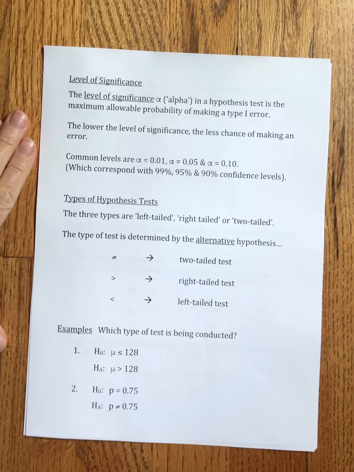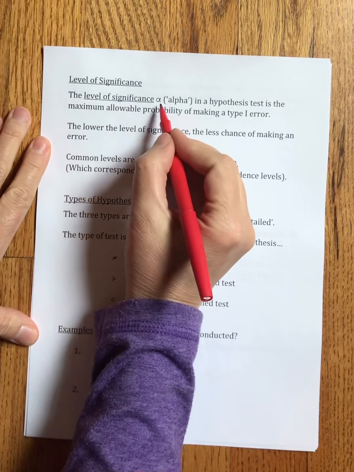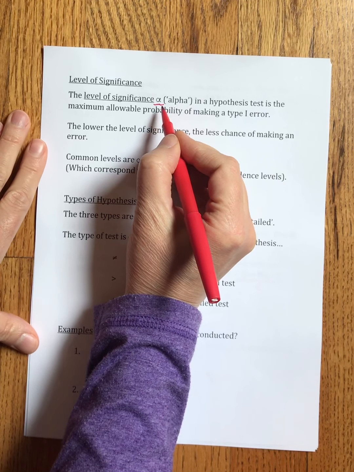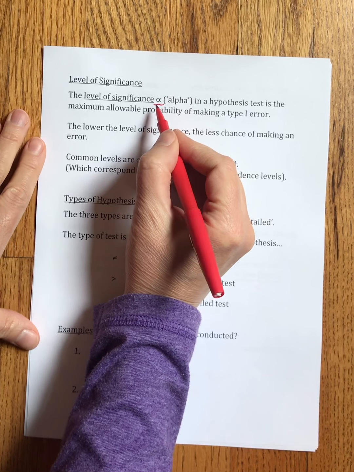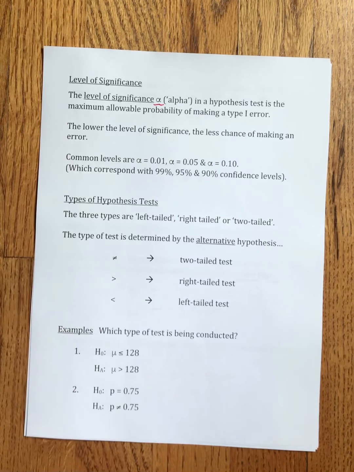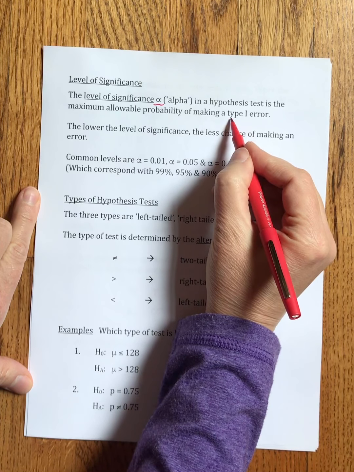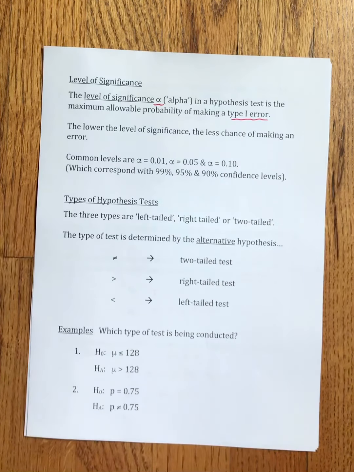So when we're asked to calculate or to perform a hypothesis test, we're going to be given a number for alpha. Here's a new Greek letter, a lowercase alpha. And that alpha represents the level of significance, which is really just saying how much of a chance of error we're going to allow.